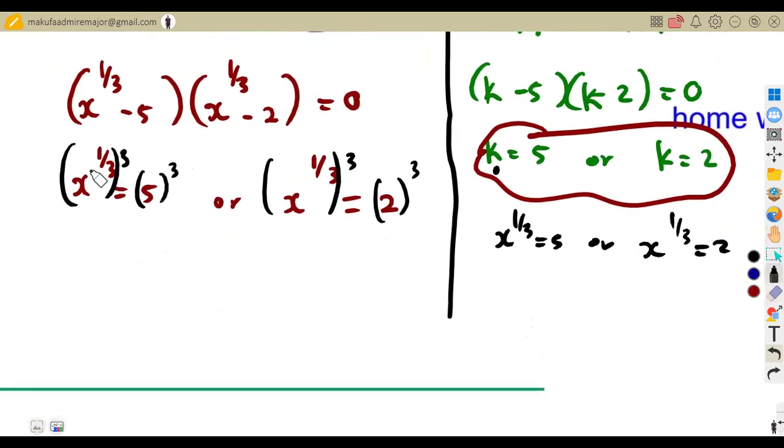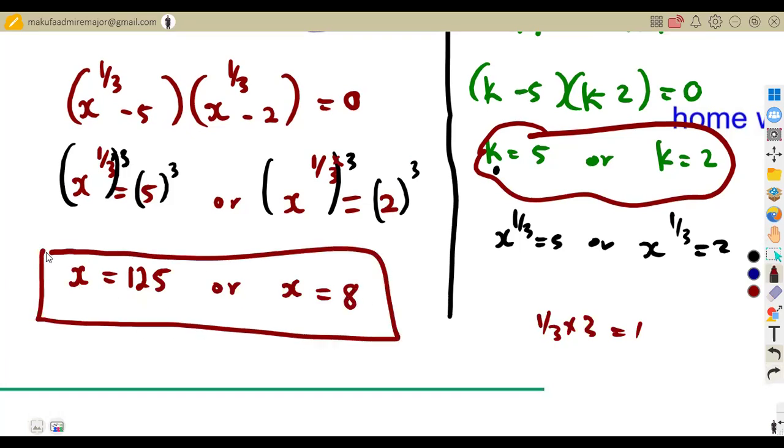So that means we are going to obtain x. Remember, a third times 3 gives us 1. x to the exponent of 1 is equal to 5 to the exponent of 3, which gives us 125. Or x to the exponent of 1, since a third times 3 gives 1, is 2 to the exponent of 3, which is 8. So these are the solutions that we are expecting to have.